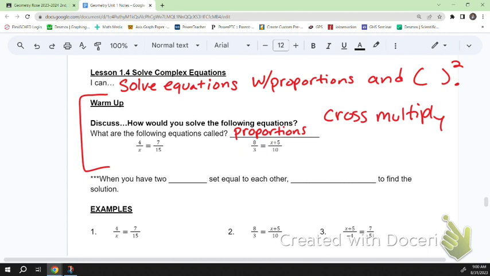This is when you have two fractions set equal to each other. We cross multiply to find the solution. All right, we're filling in the blank. We're in geometry. We love filling the blanks. We're going to do some examples. Anybody need another minute to write these things down?